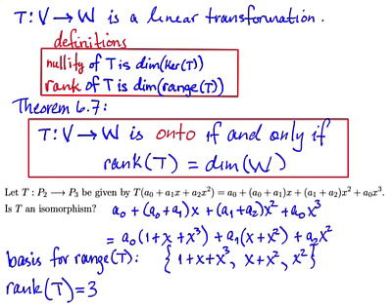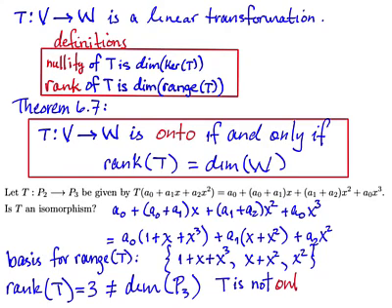But the dimension of P3 is 4. So by theorem 6.7, that linear transformation is not onto. So this cannot be an isomorphism.